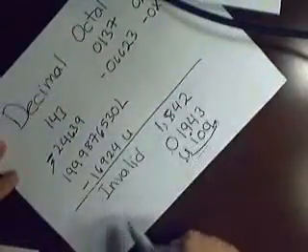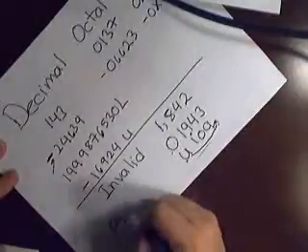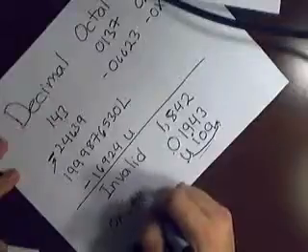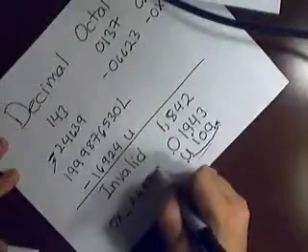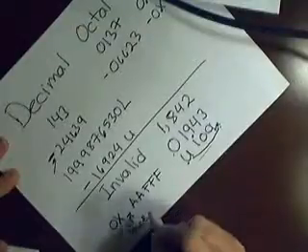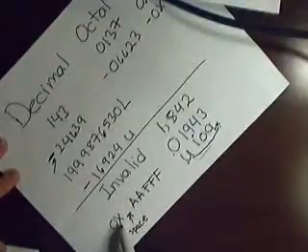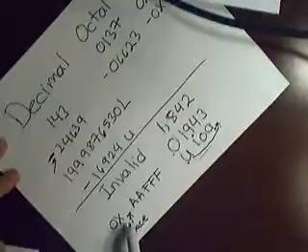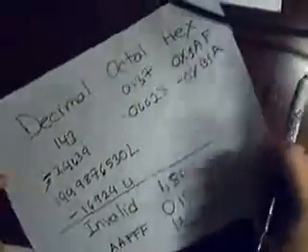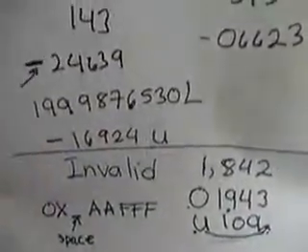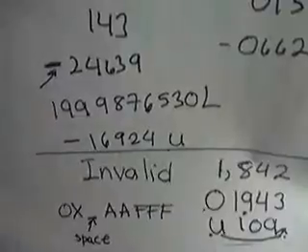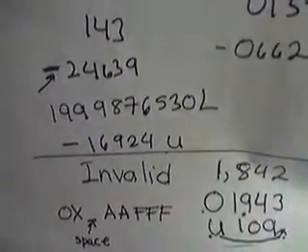The following: 0x space AFFF. So let's say this is a space. This is invalid. There cannot be spaces between the X and the number, because then you don't know anymore whether it is a hex constant or you were trying to do something else. So that's going to flag an error right away.